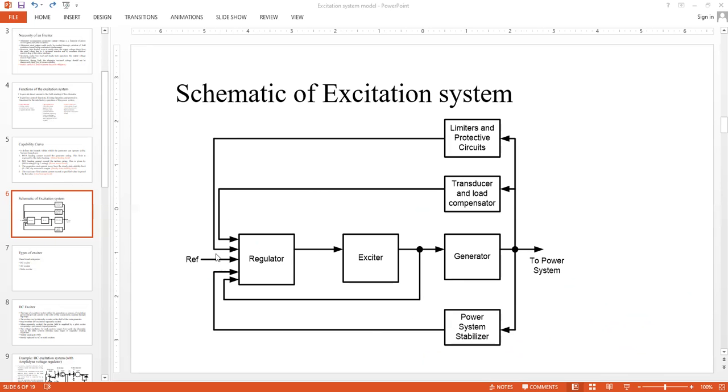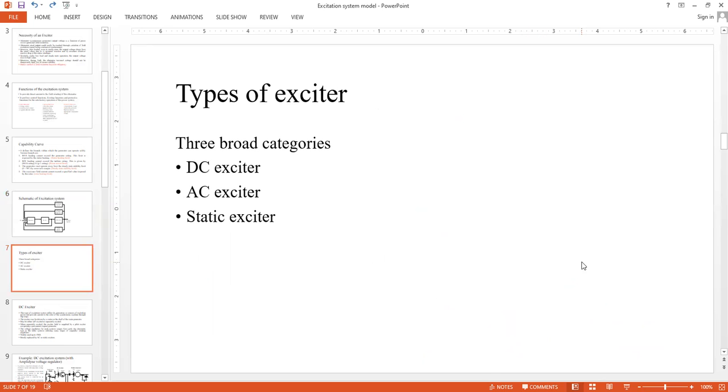So these are the different feedback signals that are taken care of by the regulator block. Then the regulator controls the power fed to the exciter. Ultimately, that controls the excitation field of the generator. So this is how it goes. Then let's look into the different types of exciter. As we said, our main excitation power should be DC.